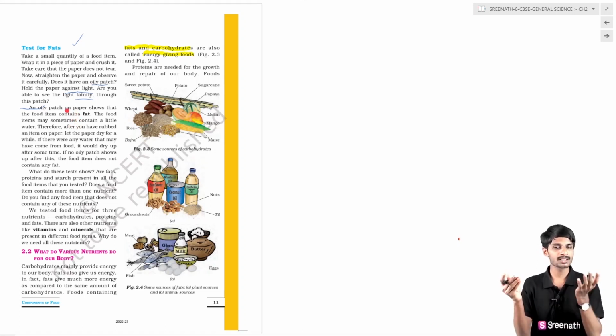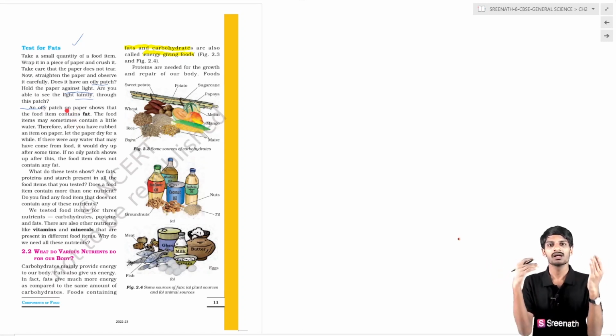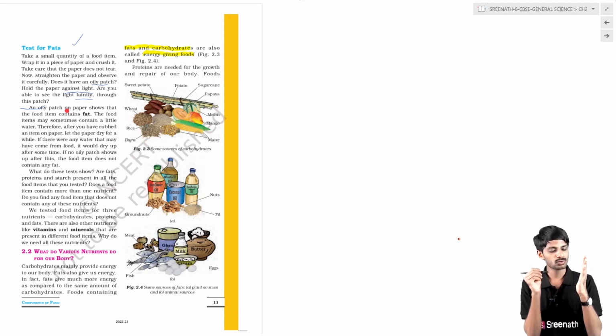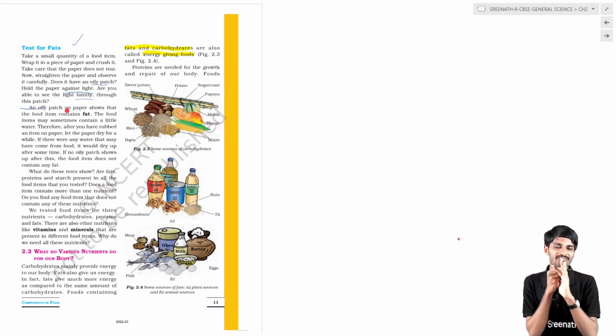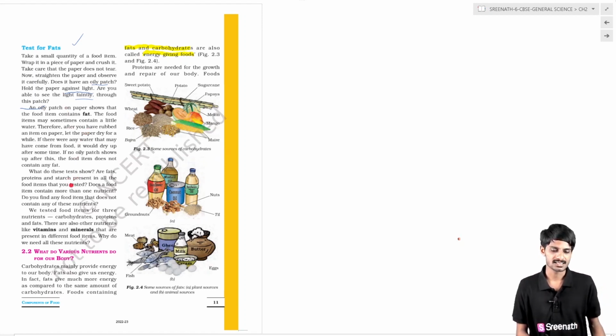Just take the food item, take the paper, wrap the food item with the paper and crush it. Finally, open the paper and hold it in front of the light. If the light transfers faintly, then we say that the food contains fats. Okay, that is the simple test for fats.